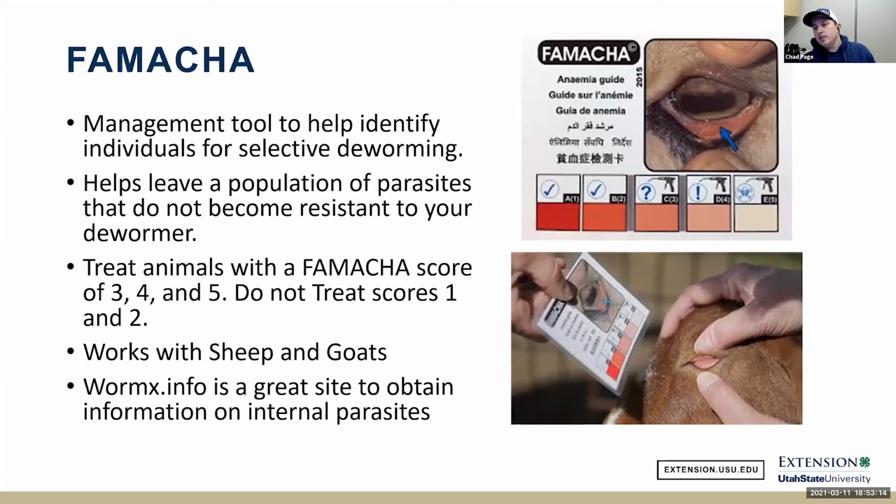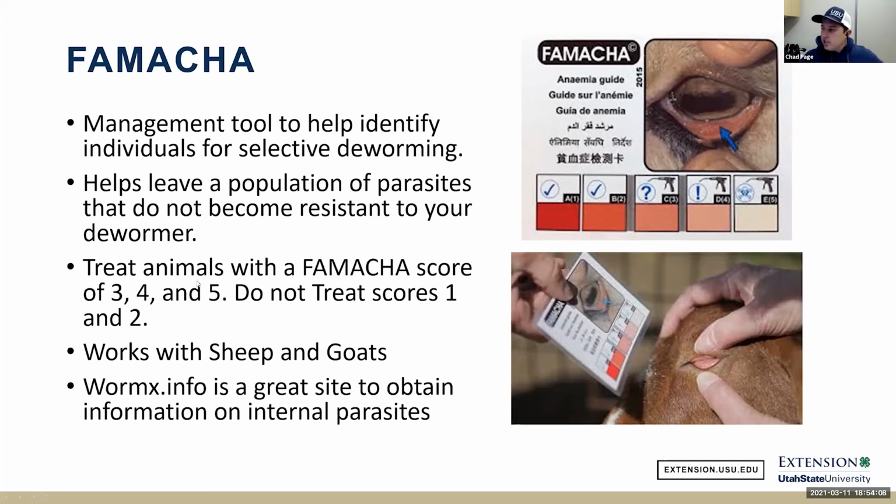So the one tool that's starting to become more popular, and I think will really benefit a lot of us, is something called FAMACHA. Essentially it helps us use a grading system so that we only treat those animals that are doing poorly with the parasite burden. So it helps us leave a population of parasites that never become resistant to our dewormer because they were never introduced to dewormer in the first place. This is what we call refugia, going back to what Jim talked about earlier. So we make sure there's a number of parasites that have never been exposed to that dewormer, so some in that population pool are never resistant to our dewormers.